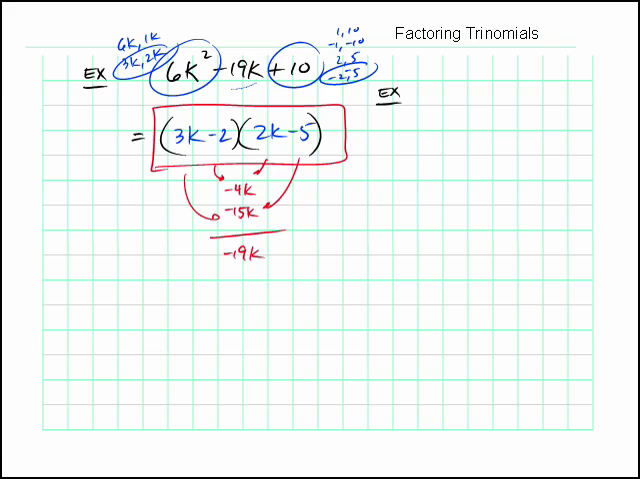All right, here's another one. 12y squared minus 5y minus 2.